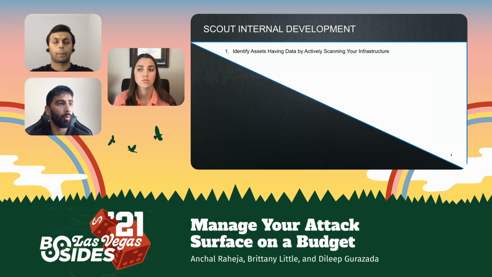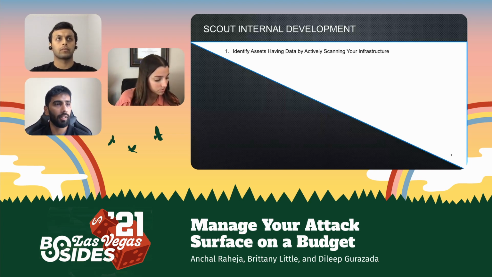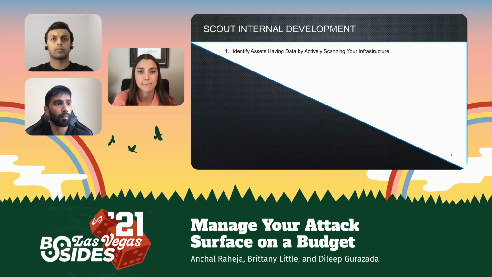Now let's talk about how we go about developing Scout internally. Initially, we go through assets that have data or databases running in them. You can achieve this by using your infrastructure scanners like Rapid7, which is already scanning for vulnerabilities within your servers or assets. Based on that, you would be able to identify any assets that are running databases in them, based on the port number and the services running in them.